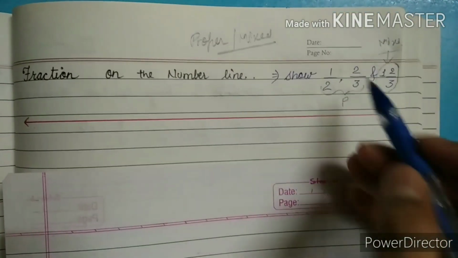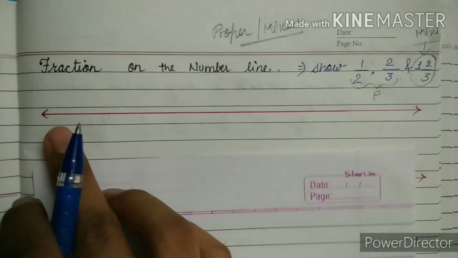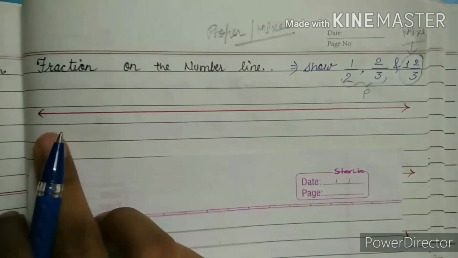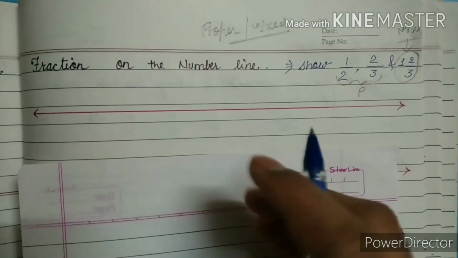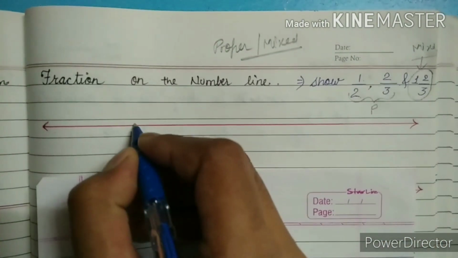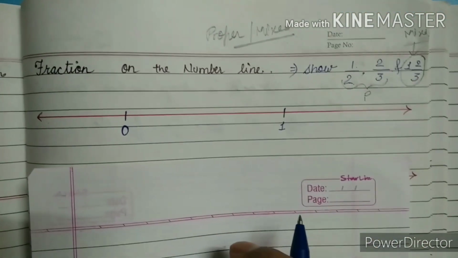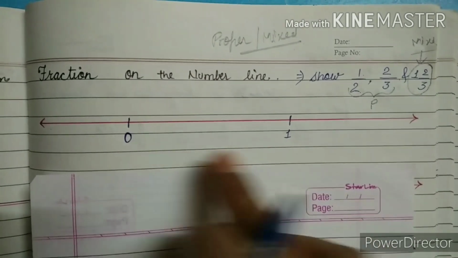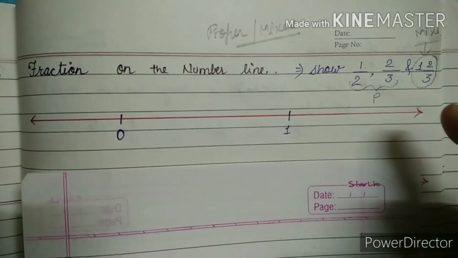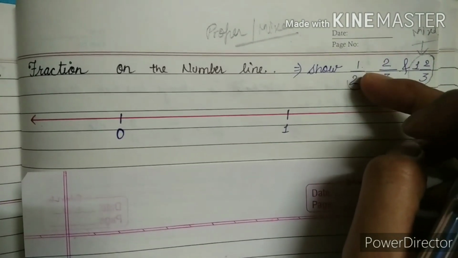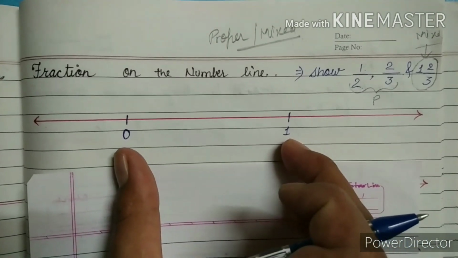So first is 1 by 2. Here is the line, with arrows at both corners. 1 by 2 is a positive number, so we do not go on the left of 0. Just simply here is 0 and here is 1. Why did I take it till 1 here? Because 1 by 2 is a positive proper fraction, so 1 by 2 will only come in between 0 and 1.